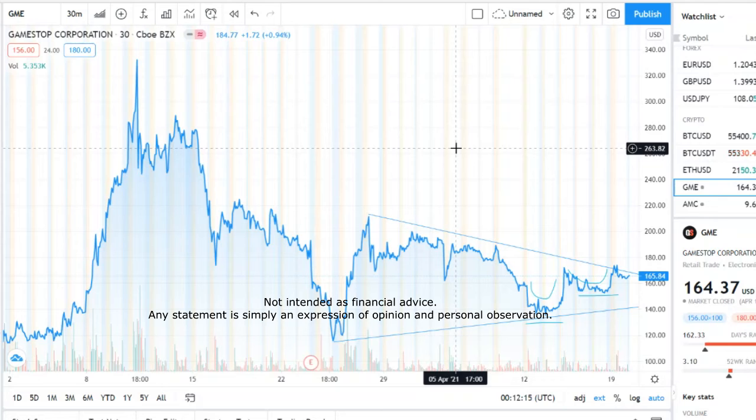I do hold GameStop stock. I honestly think by the end of this week we will see this stock hang around the 180 mark. I could see it go higher, but again, there are pretty solid theories in terms of Max Pain, which is essentially manipulating the price of a stock. Obviously this is big money, but manipulating the price of a stock to ensure that options would expire worthless and out of the money. And essentially that's what we're seeing here with this narrowing movement.